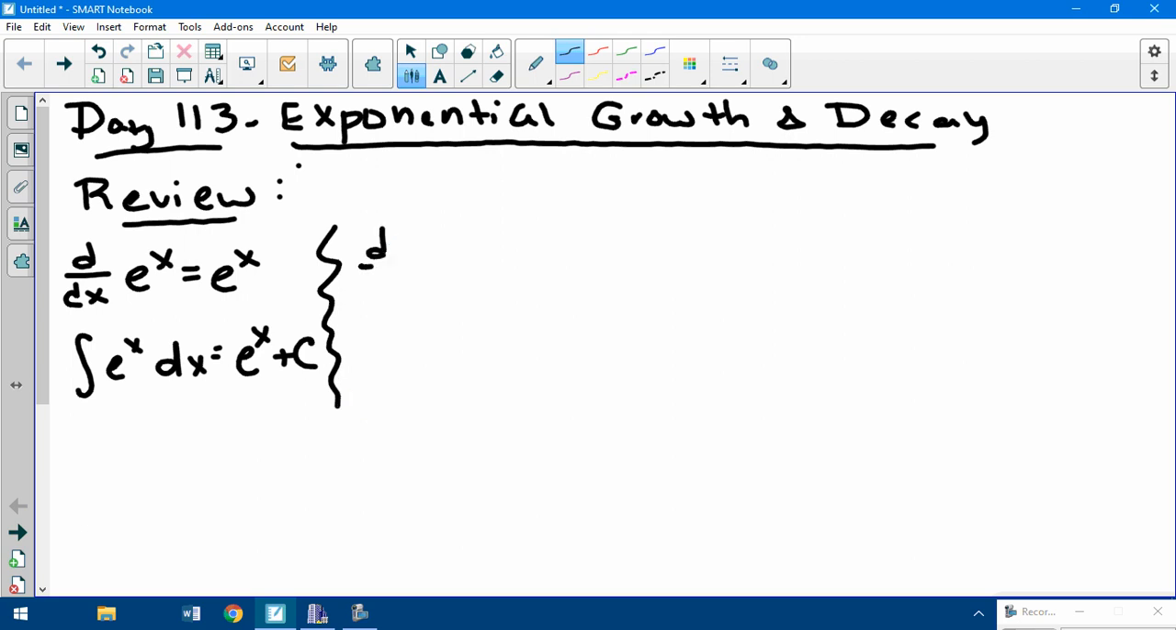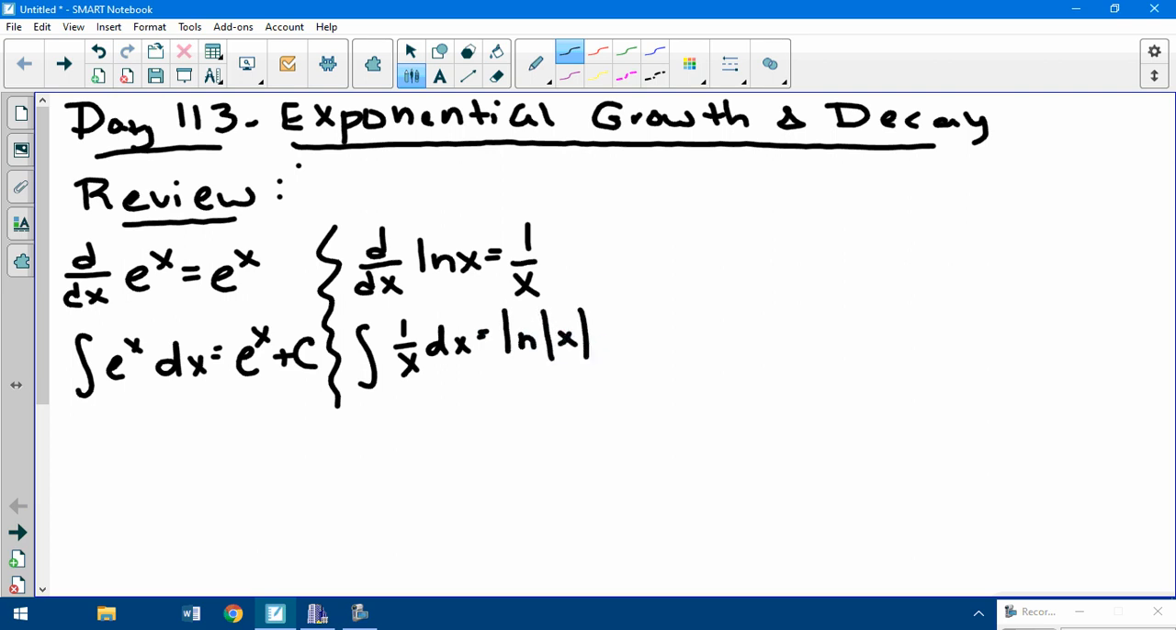And we also talked about the derivative of ln of x. And what's that equal to? Good, 1 over x. And the integral of 1 over x dx, by the same token, has to be ln of x, but remember it's ln of the absolute value of x, plus c, just so we don't have any domain issues that come up.